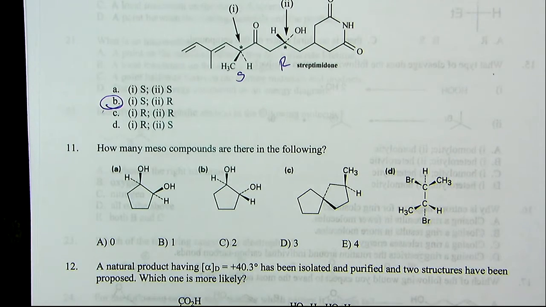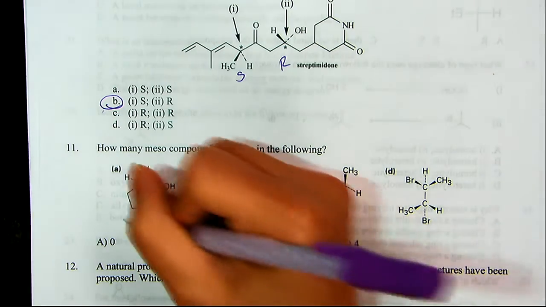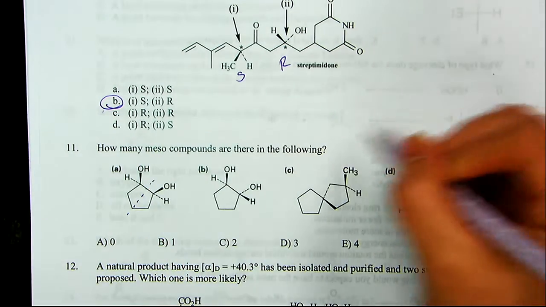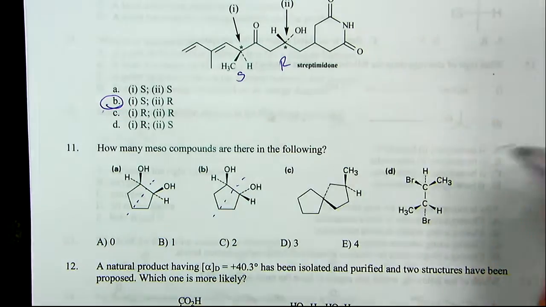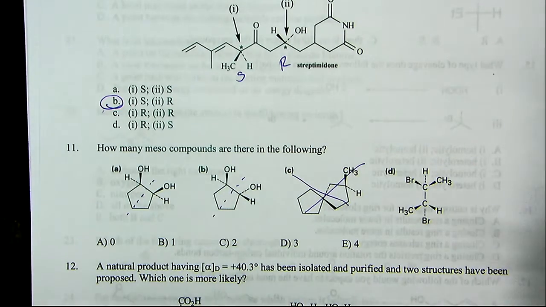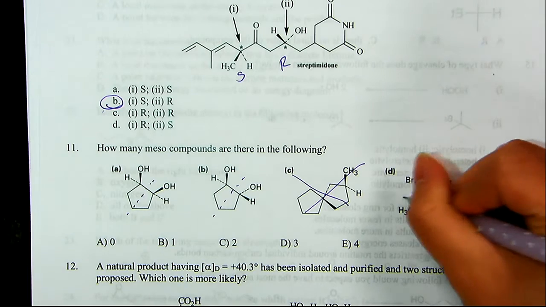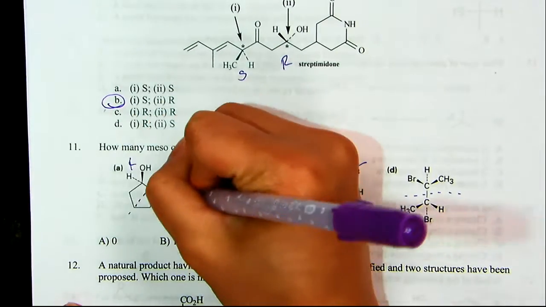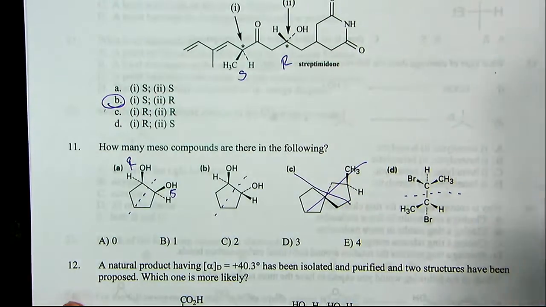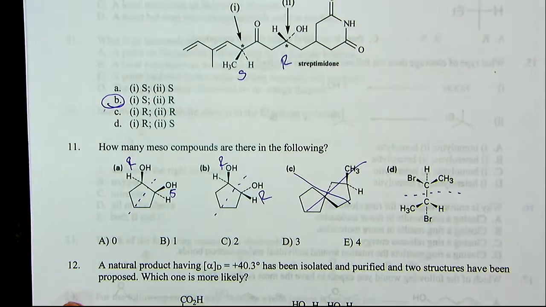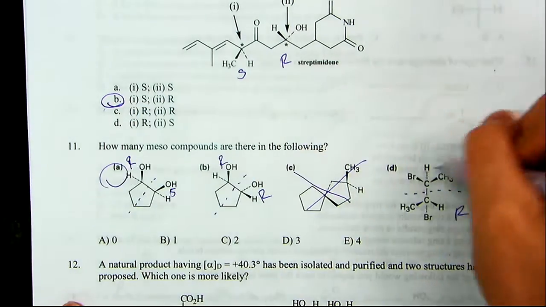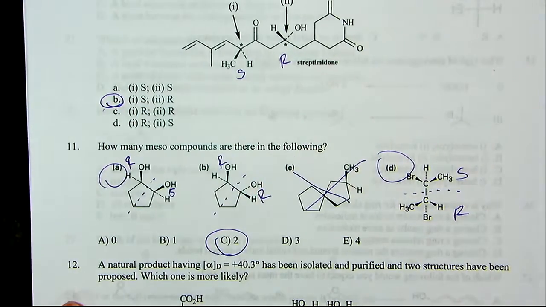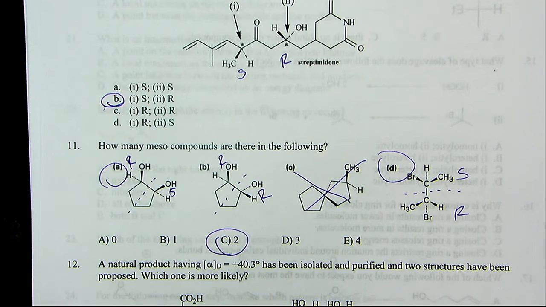Number 11, how many meso compounds are there in the following structure? So this has a plane of symmetry. This has a plane of symmetry. This doesn't have a plane of symmetry, so that doesn't work. And this one has a plane of symmetry. Okay, so those three all have a plane of symmetry. Make sure the chirality centers converge. So we go from R to S in this case. So that one inverts. This one is going from R to R. That doesn't invert. This is going from S to R. So the only ones that are inverting upon themselves are A and D, which is 2 structures. 2 meso.